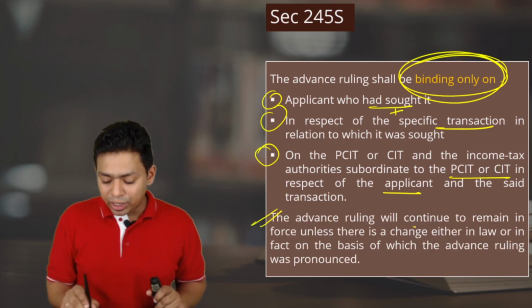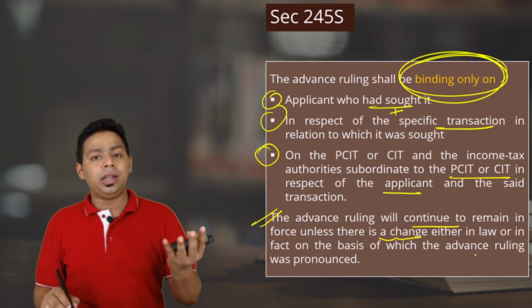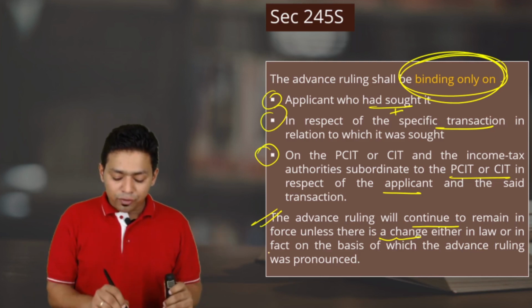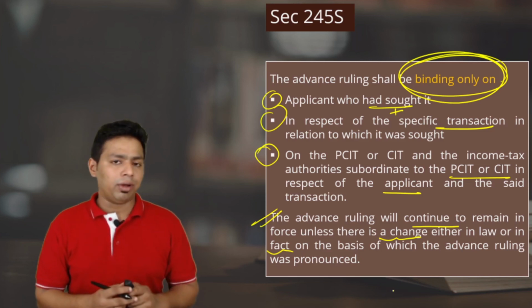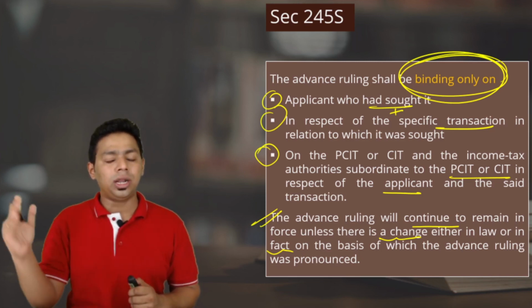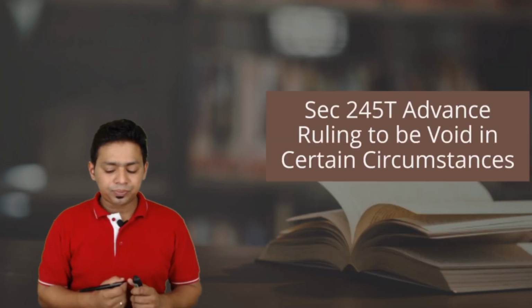The advance ruling will continue to remain in force unless there is a change in the law. Obviously, if the law is amended, then the advance ruling has to change. Or in fact, if you change the business or business model, then also the advance ruling has to change. The facts and law should remain constant, then only the advance ruling will be valid for the declared amount of time.